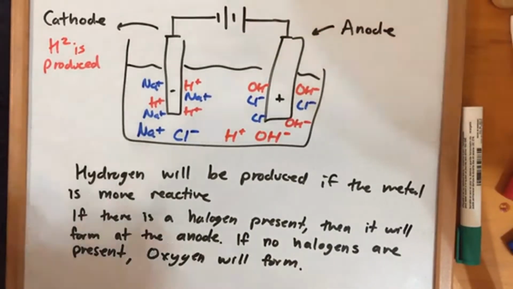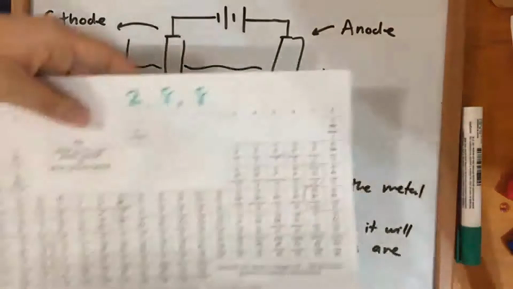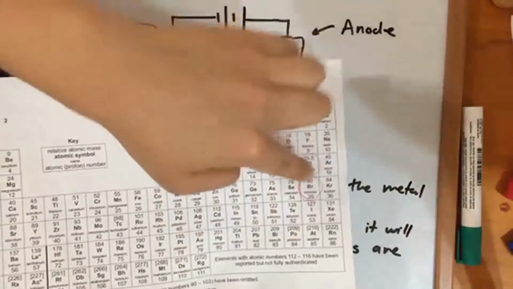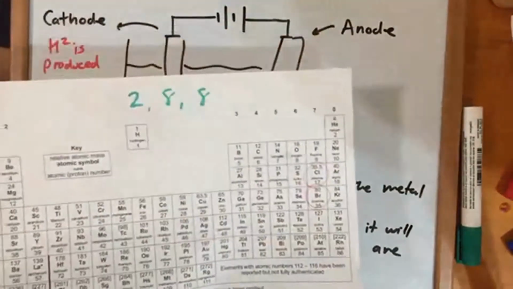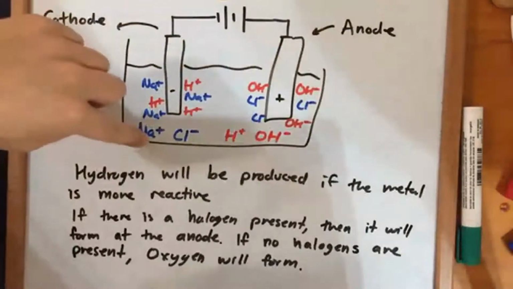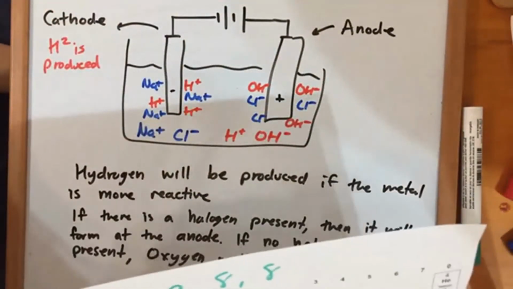Okay, and you might be thinking, well, how do I know what a halogen is? You never told me this. Simple. Halogens are anything in group 7. So fluorine, chlorine, bromine, or iodine. Any one of those 4, if it appears in your solution, then that's what's going to form. Okay.